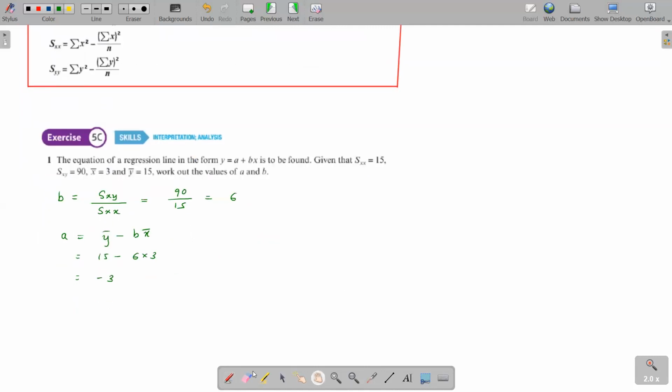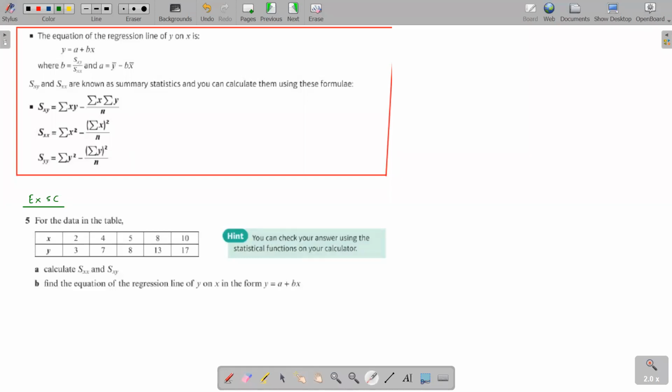So that's really easy. And now all you got to do is substitute the values into y equals a plus bx. So y equals a is minus 3 plus b is 6x. y equals minus 3 plus 6x. All right, guys.